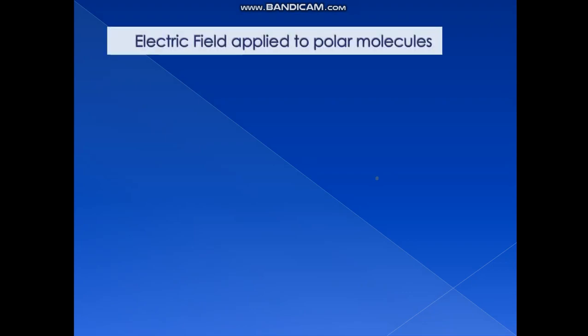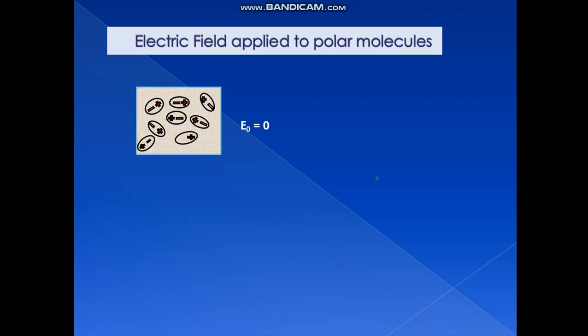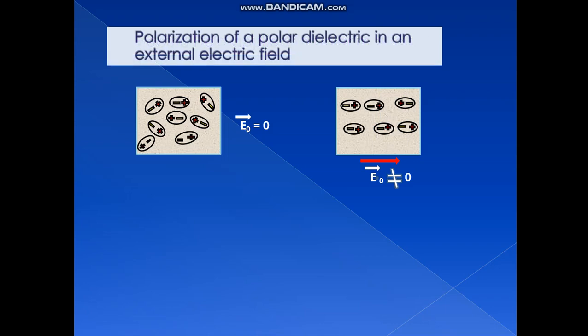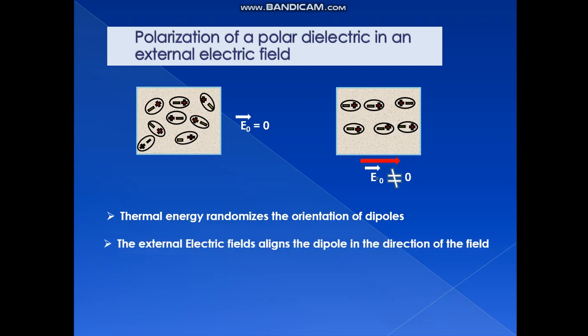In the same way, when an electric field is applied to a polar molecule, they already have poles, but due to thermal energy, these poles are not aligned. They are in random directions. The moment an external electric field is applied, they align in the direction of the external electric field. Thermal energy thus randomizes the orientation of the dipoles. The external electric field aligns the dipoles in the direction of the field.